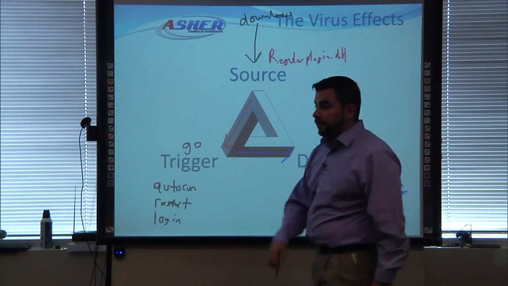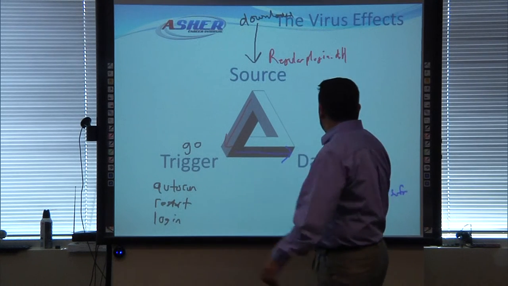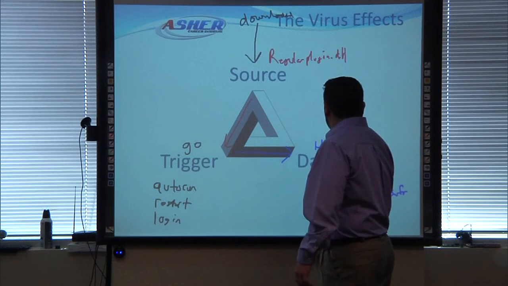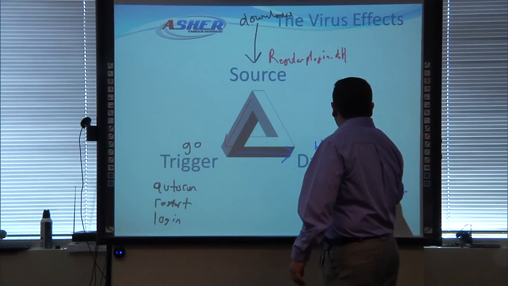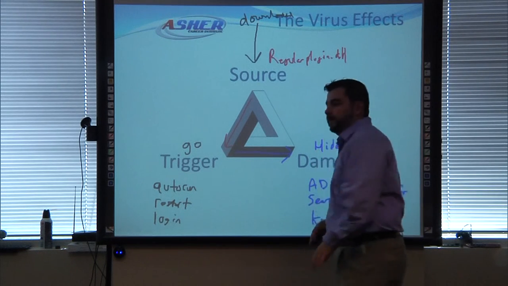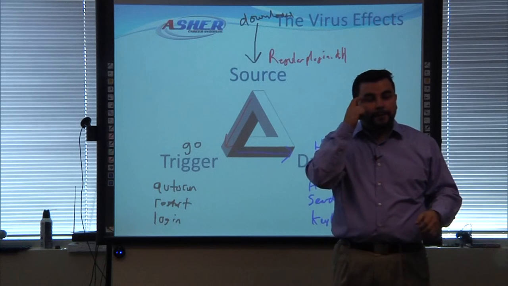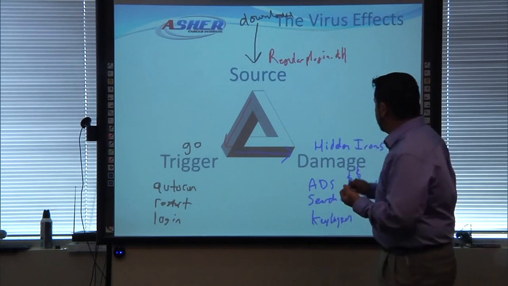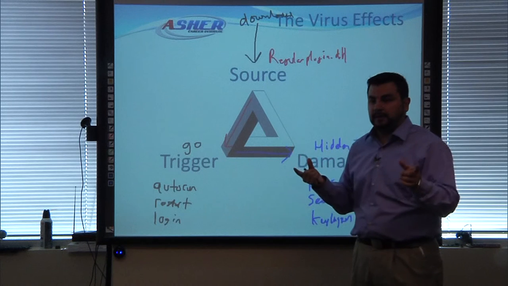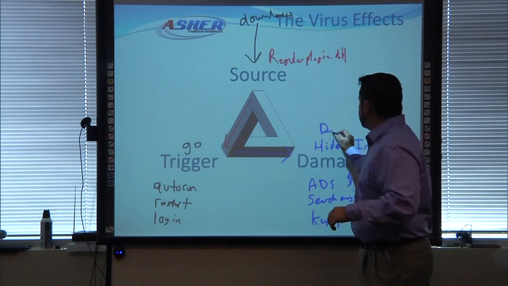What's that? I have one that kept hiding everything. Oh yeah. The hidden icons, very popular. It looks like everything's gone, but it's just hidden, right? I've seen ones that have blocked the desktop picture on the desktop. So, the desktop background.